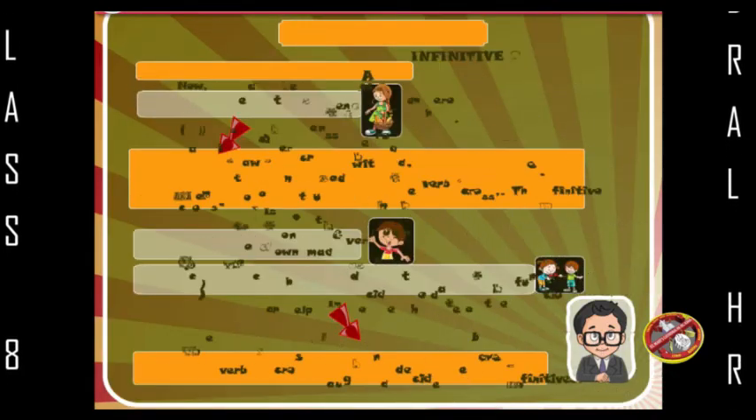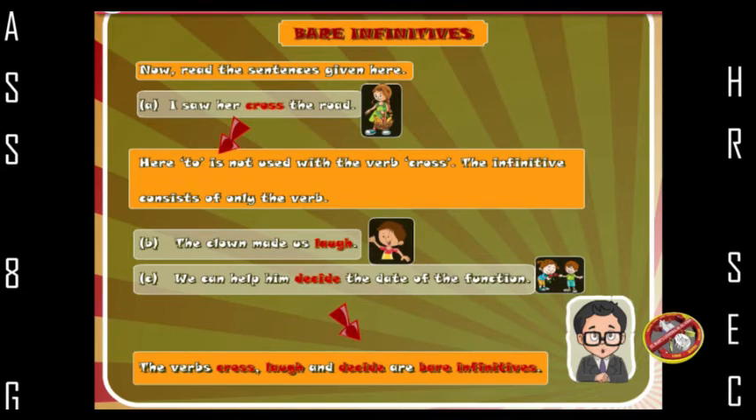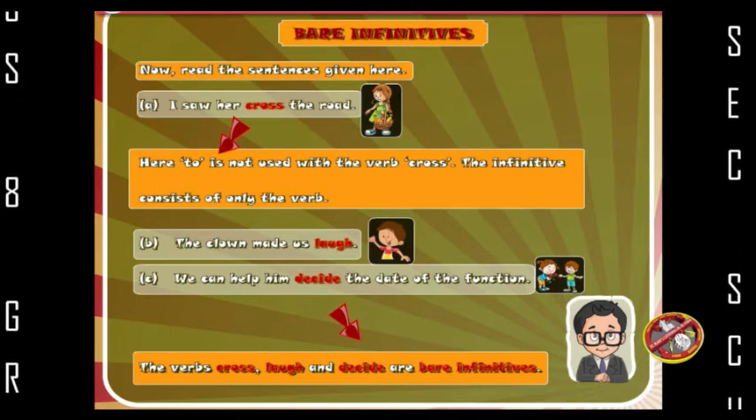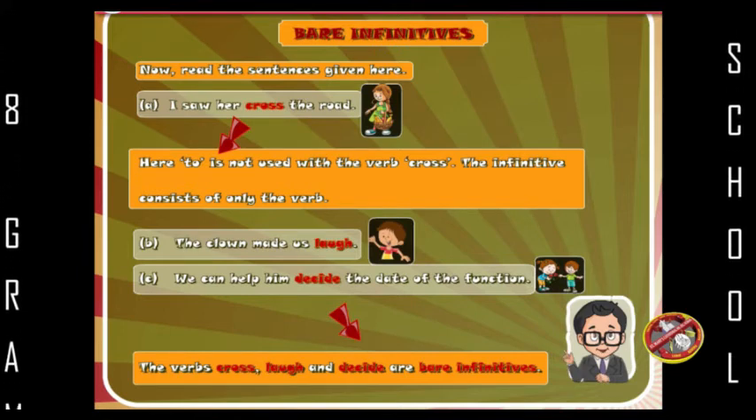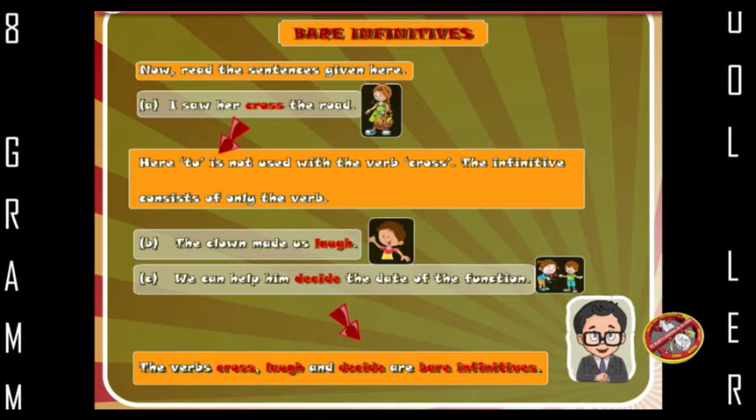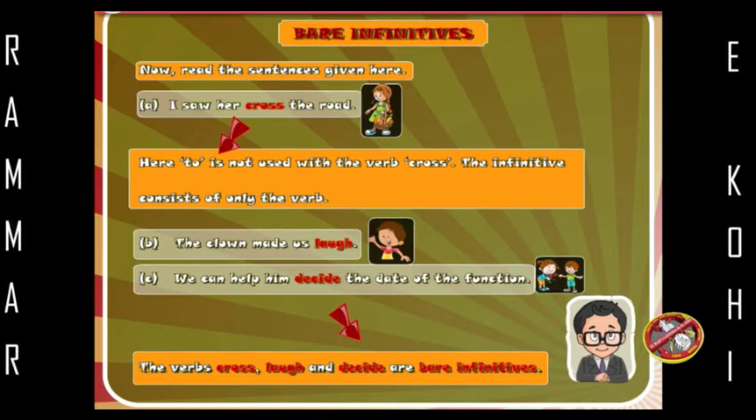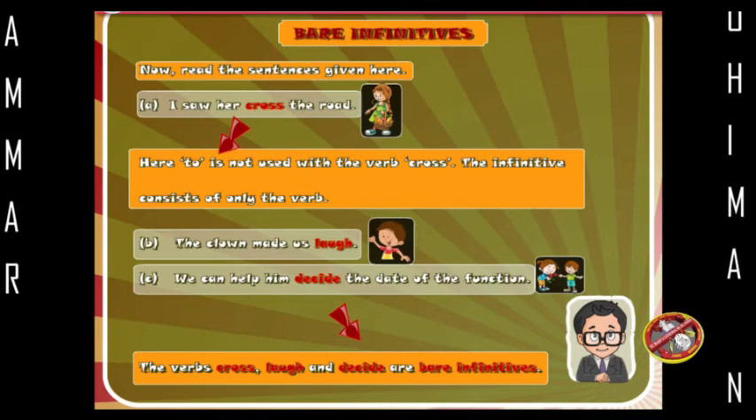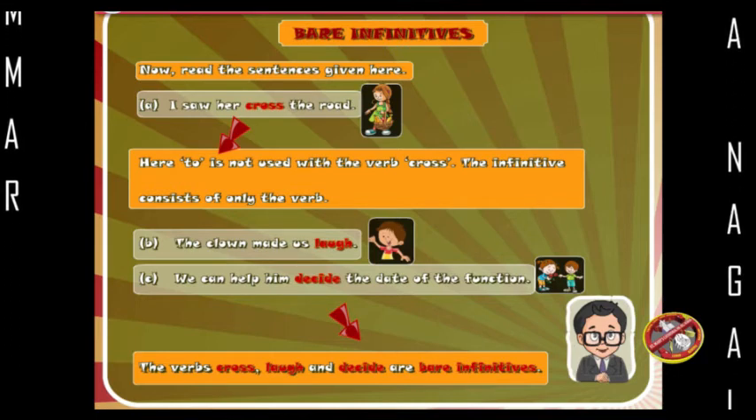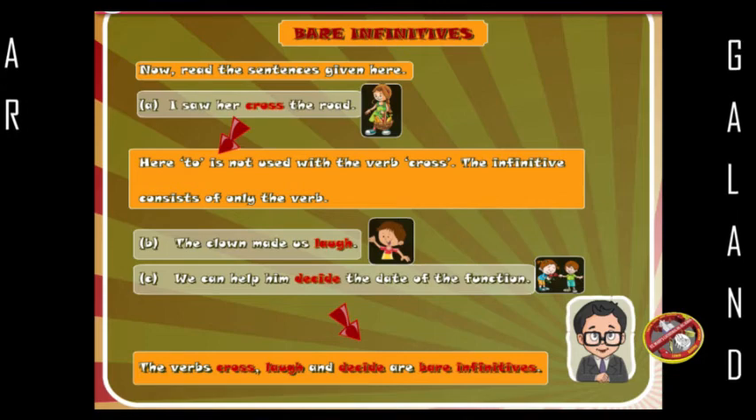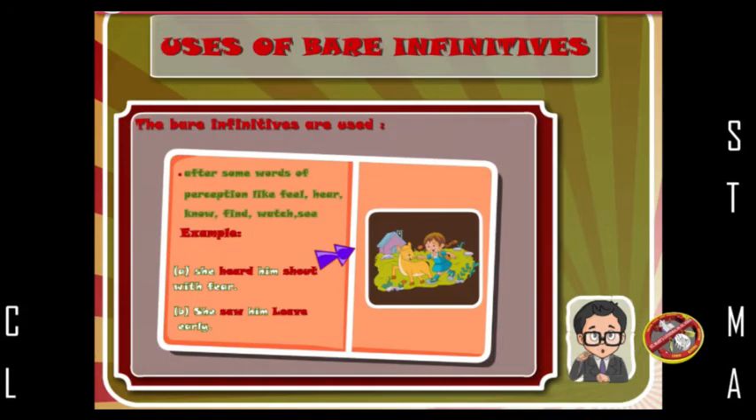Bare infinitives. Now read the sentences given here. I saw her cross the road. Here, to is not used with the verb cross. The infinitive consists of only the verb. The clown made us laugh. We can help him decide the date of the function. The verbs cross, laugh, and decide are bare infinitives. Uses of bare infinitives.